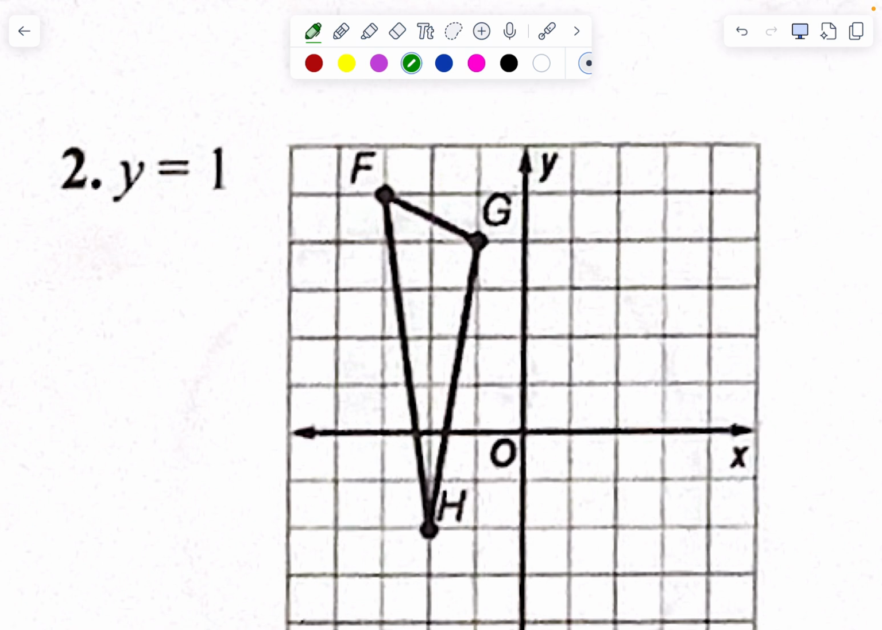All right, y equals 1. We do know what the line y equals 1 looks like. It's 1 on the y, right? And it will be like this, horizontal.